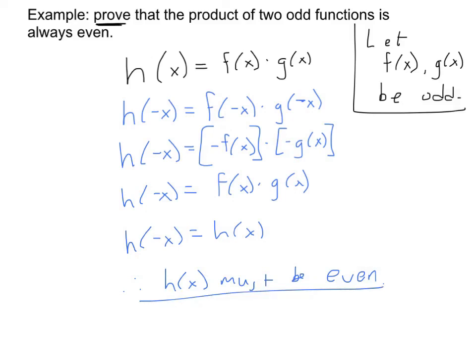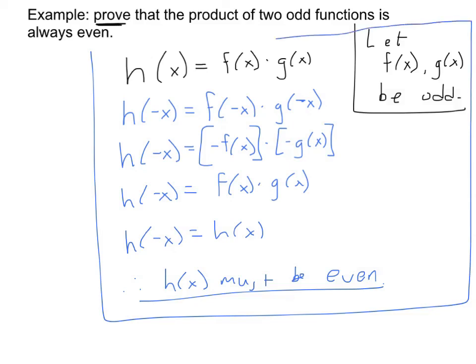Right? And I don't want to put a box around that because that really wasn't the answer. The answer was, hey, look, this is all the work that I did. When you're asked to prove something, you're going to need to show something. So we just showed that anytime you multiply two odd functions together, you get an even function.